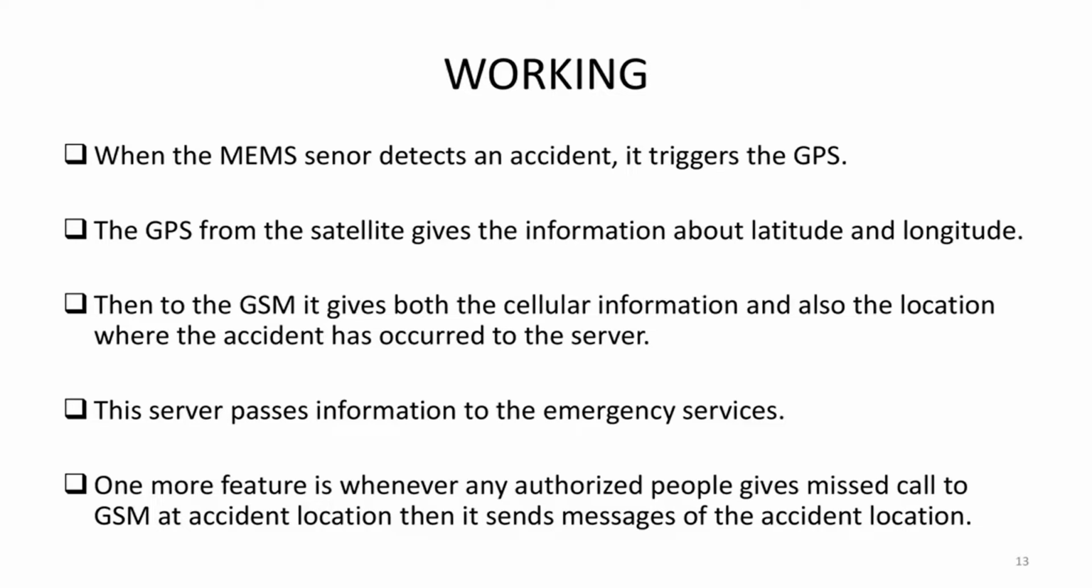Next, coming to the working of the prototype. When the MEMS sensor detects an accident, it triggers the GPS. The GPS from the satellite gives the information about latitude and longitude. Then the GSM sends both the cellular information and the location where the accident has occurred to the server. This server passes the information to the emergency services. One more feature is that when any authorized person gives a missed call to the GSM at the accident location, it sends a message of the accident location.